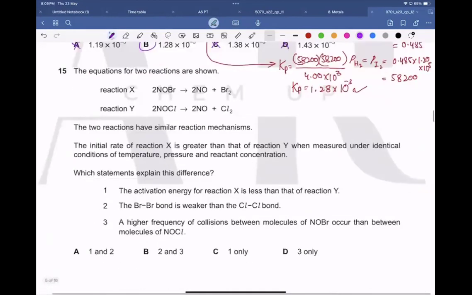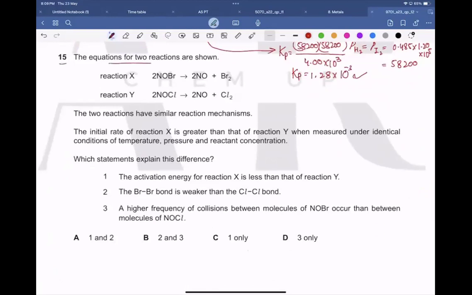Okay. Now question number 15. The equation for two reactions are shown. Reaction X, NOBr decomposes to form NO and bromine, and NOCl decomposes to form NO and chlorine. The two reactions have similar reaction mechanism. The initial rate of reaction X is greater than that of reaction Y. So, when measured under identical conditions of temperature, pressure, and reactant concentration.